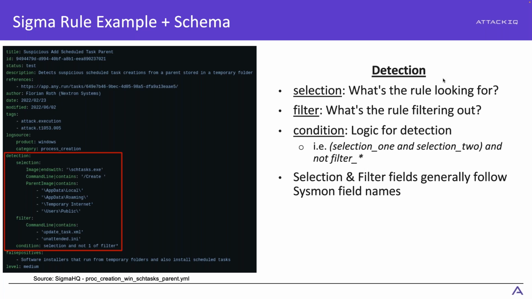And then the condition field: there's only one condition field, and it's the actual logic of combining all the different selection and filter fields for what a true positive detection would be. And then there's a bunch of other fields like false positives and level, which is more like the criticality. If you want it to be, hey, alert me immediately when this triggers for a critical level, or more like a low level, like maybe don't alert, just add it to some evidence for later on.